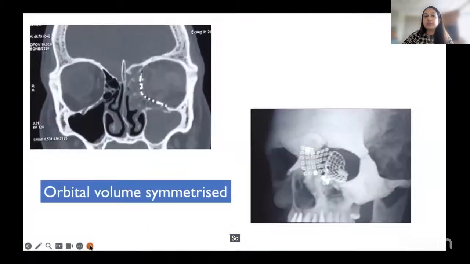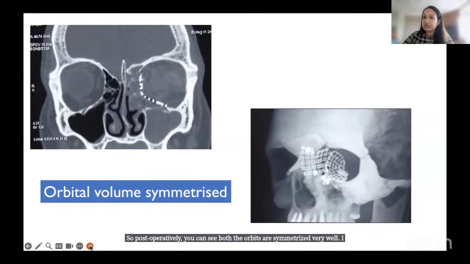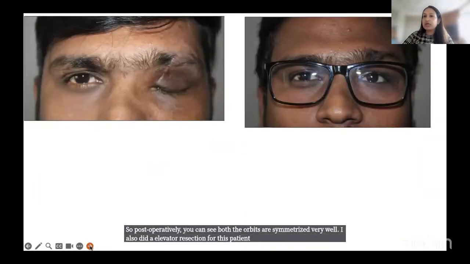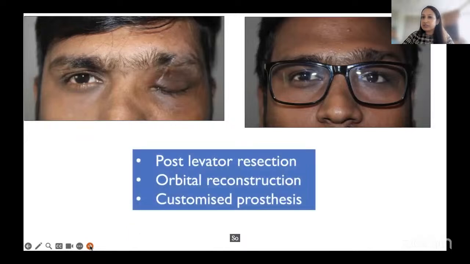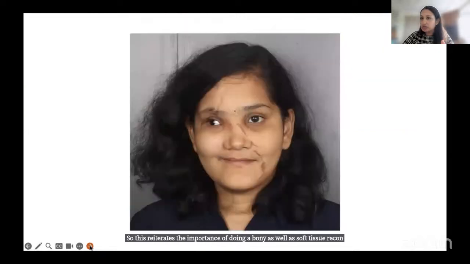So post-operatively, you can see both the orbits are symmetrized very well. I also did a levator resection for this patient for the ptosis correction and gave him a prosthetic eye, and you can see the symmetry is quite good. So this reiterates the importance of doing a bony as well as soft tissue reconstruction together in the same sitting.